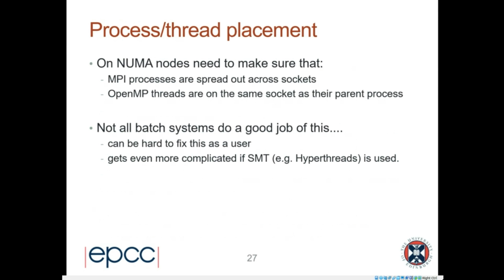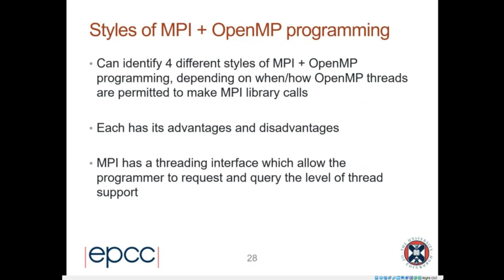For process and thread placement, we need to make sure that the MPI processes are spread out across the sockets properly, and the OpenMP threads are tied to their parent process. Not all batch systems do a good job of this, and hyper-threading makes it even more complicated. But Slurm is a lot better than it used to be, and on ARCHER2 it's reconfigured reasonably well.